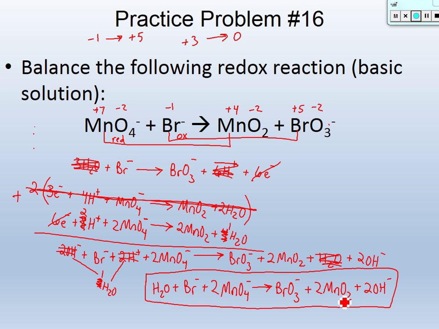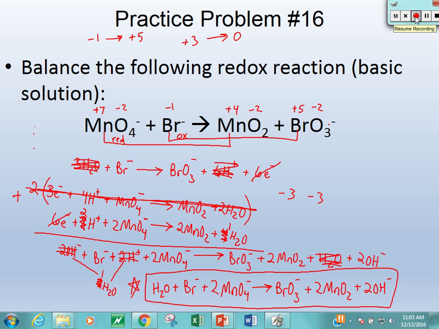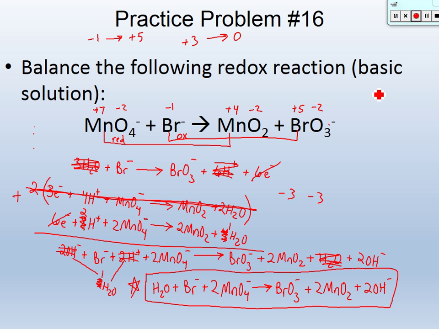Let's balance the charges. I've got a -1 and a -2. So what is that total? -3 on the left. I've got a -1 and a -2. So that's a -3 on the right. Okay, that's the answer for this problem. Okay, so hopefully you got that as your answer. Guys, these are very similar to the ones we've been doing. So there's just one step at the end. I think we've got it now.